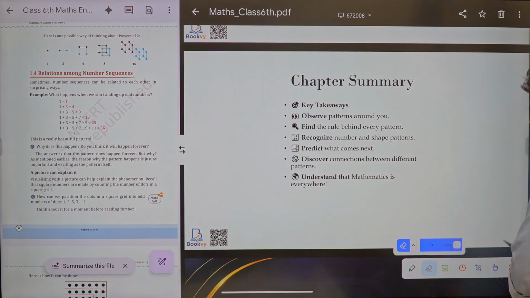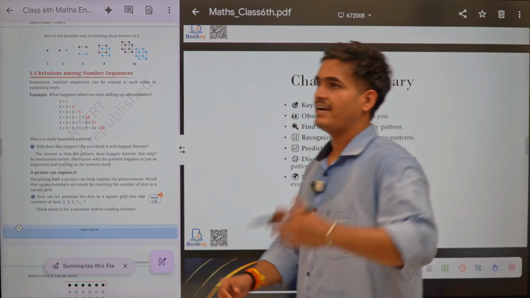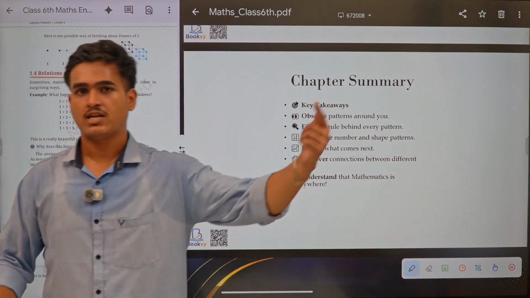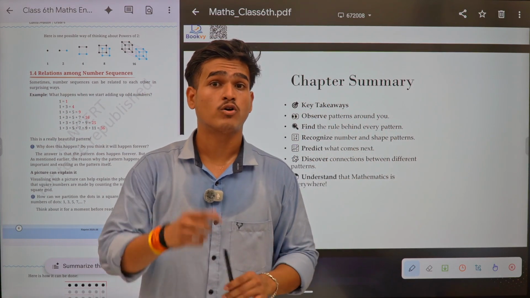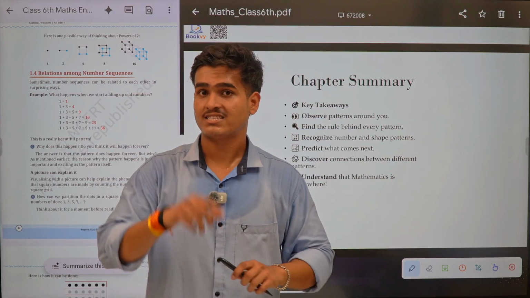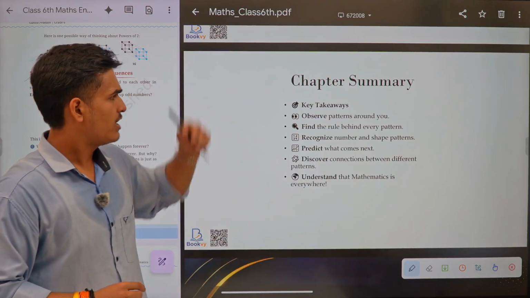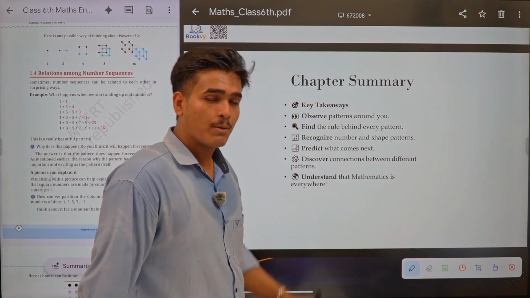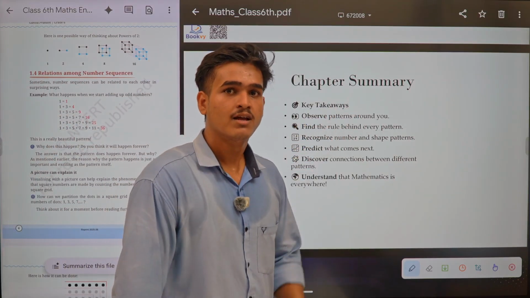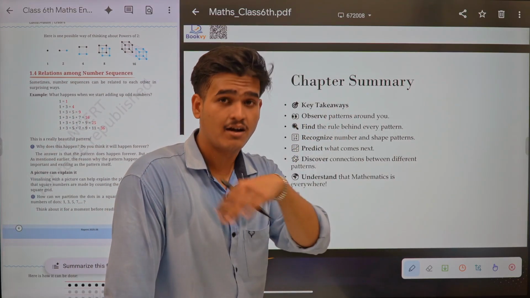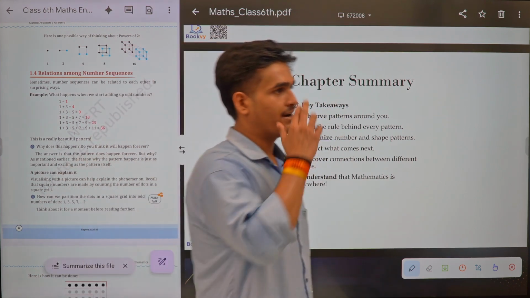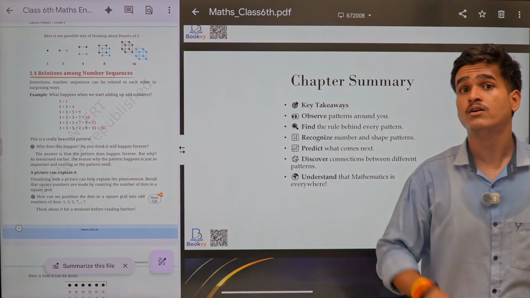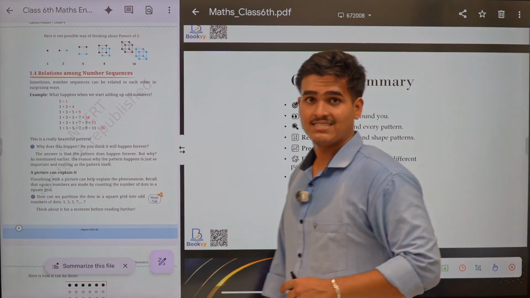So in today's class, we have discussed the key takeaways. What is a pattern? A sequence of numbers, colors or objects which follows a specific rule is called a pattern. We have observed patterns around us. Have you observed anything around yourself? Find the rule behind every pattern, like I have given the example of bed, AC and all.